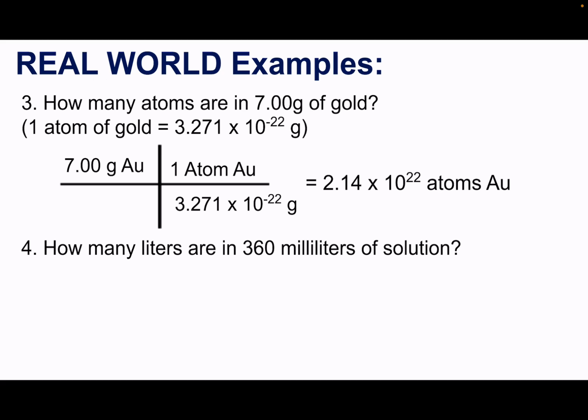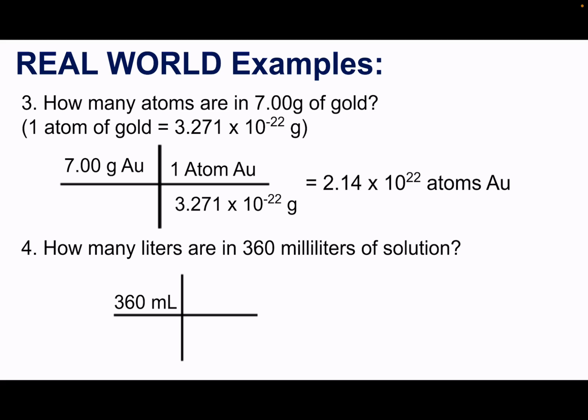So we calculate, and we get 2.14 times 10 to the 22nd atoms of gold. Number 4, how many liters are in 360 milliliters of solution? So this is a King Henry metric conversion. We see the prefix milli. We're going to start with 360 milliliters.